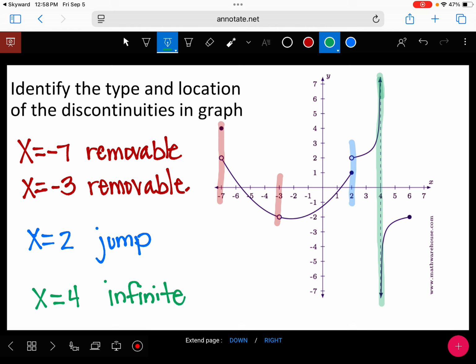Any questions? So on the test next week, you're going to have a graph. It won't be this big. And they'll have 2 different discontinuities, and you'll just have to tell me if it's a removable, a jump, or infinite. That's it.